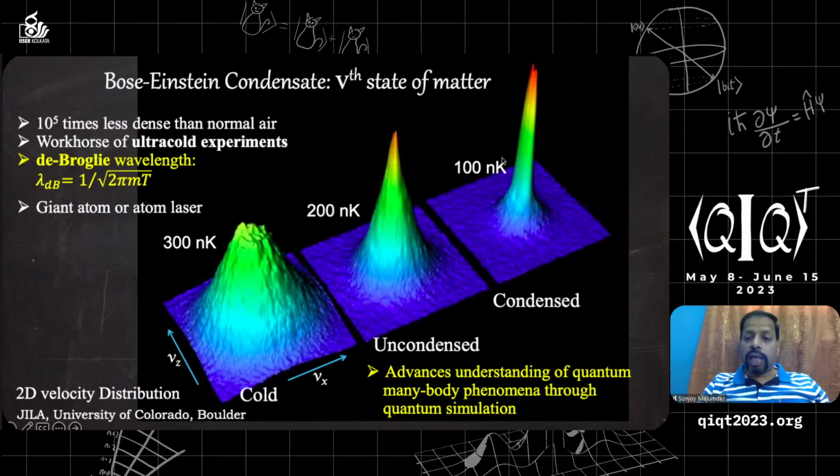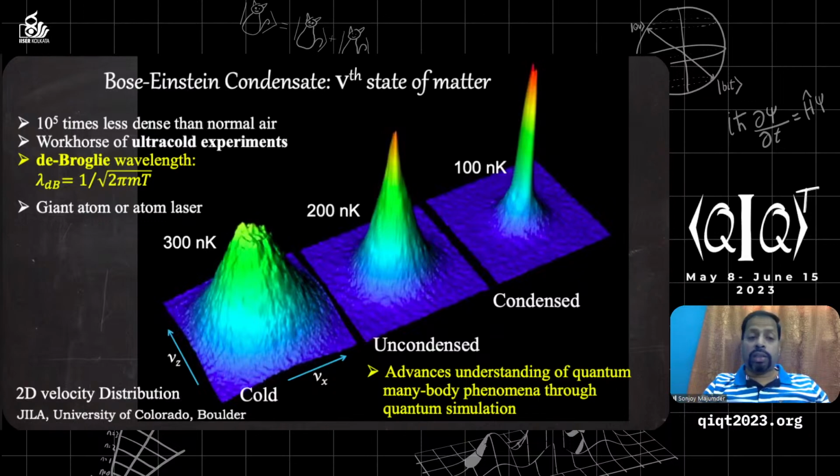Okay, so what would happen at this temperature is that all the atoms come down to the ground state. Let's say almost all of the atoms, since there will be some stray atoms in excited states. If you look at the characteristic of this state of matter, in terms of density it is 10 to the 5 times less dense than normal air.